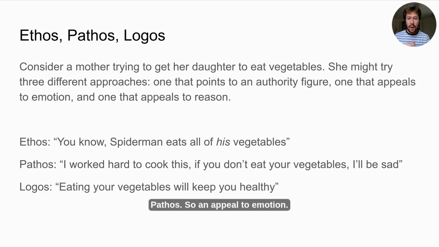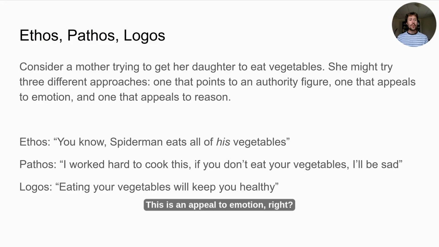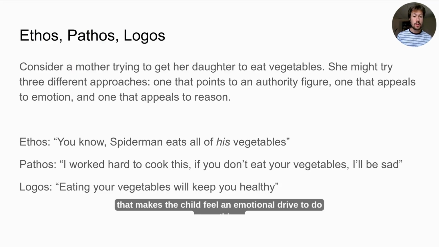Pathos, so an appeal to emotion. Maybe the mom says, I worked hard to cook these vegetables. If you don't eat them, I'm going to be so sad. This is an appeal to emotion, right? She's trying to provide evidence that makes the child feel an emotional drive to do something, to believe something, that eating her vegetables is good, right? Now, maybe this is strong evidence for a kid. For an adult, it kind of depends.